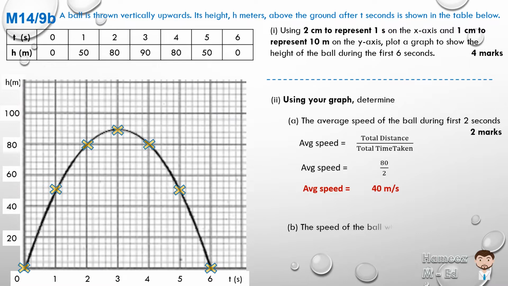And part B, the speed of the ball when t is equal to 3 seconds. The speed in a distance-time graph is the gradient of the graph at any point. So at t equal to 3 seconds, where it's a maximum, the gradient of the graph, let's draw a red line to indicate that. And we can see that's a flat line. So the gradient, which is the speed, is 0 meters per second.